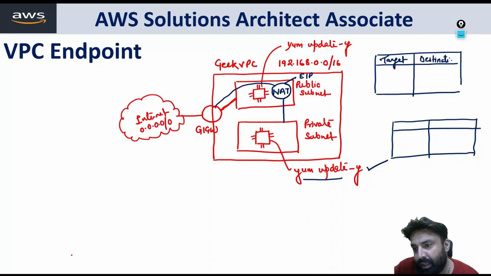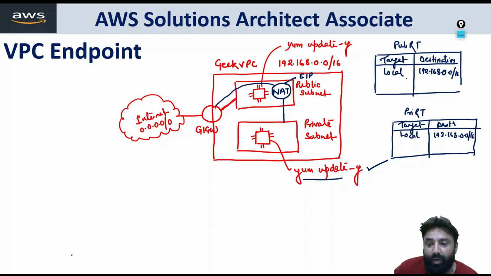Destination. Here, this is a public route table and this is a route table for a private subnet. So the target is local and the destination is 192.168.0.0/16. Here also, there is one entry for local and one entry for 192.168.0.0/16. But the public route table can go out via the internet gateway.